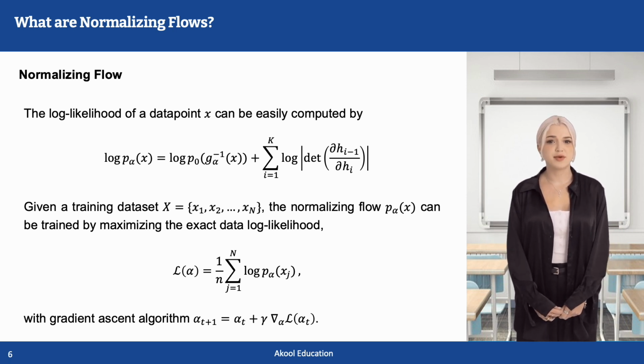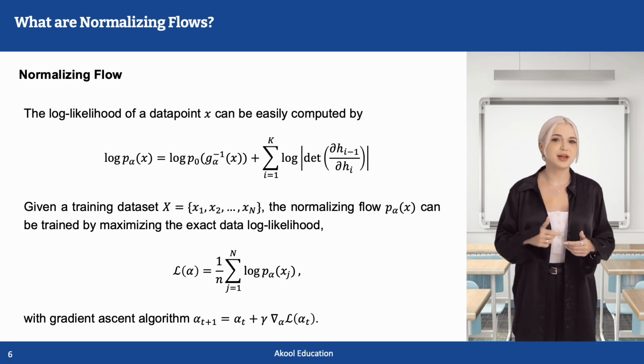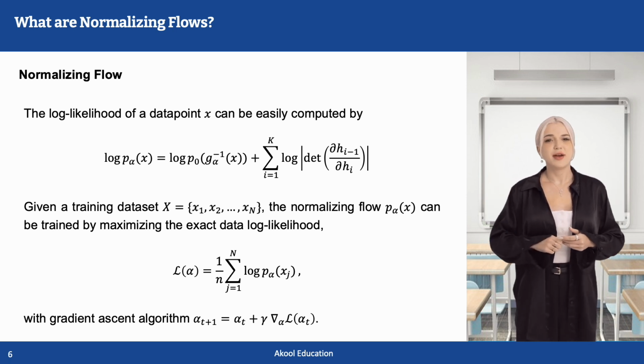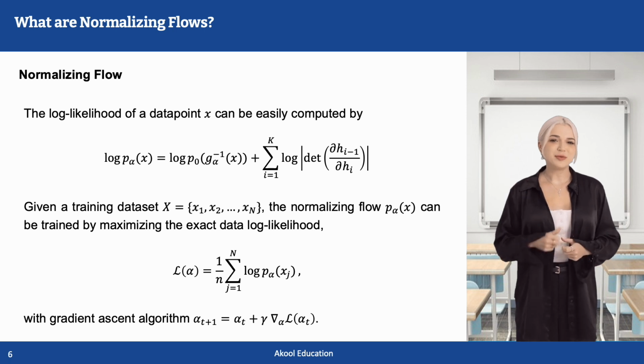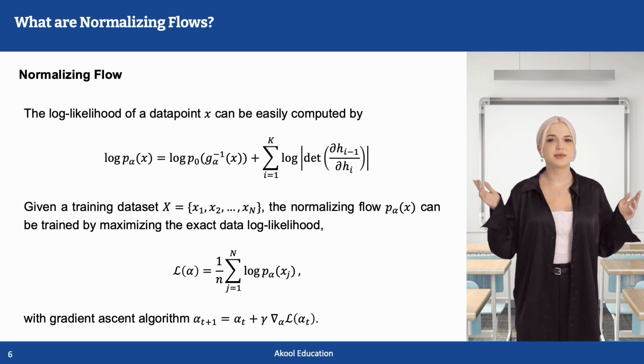Suppose an observed training dataset X is given. Maximizing the data likelihood can be achieved by a gradient ascent algorithm, which requires computing the gradient with respect to the model parameters. The carefully designed architecture of transformations in flow-based models ensures that gradient computation remains efficient and tractable.